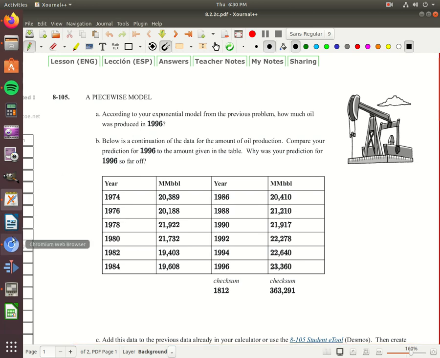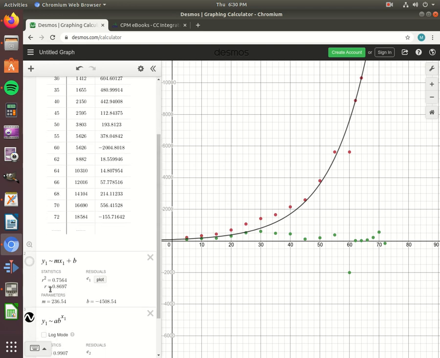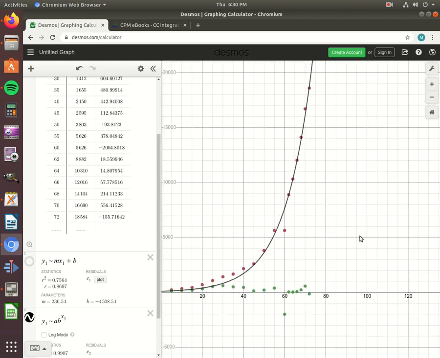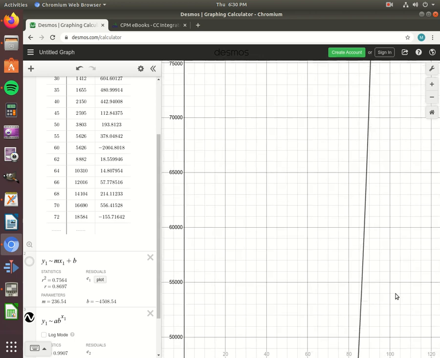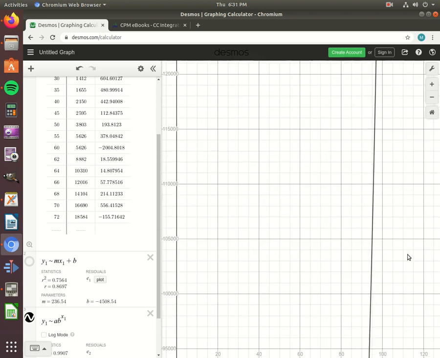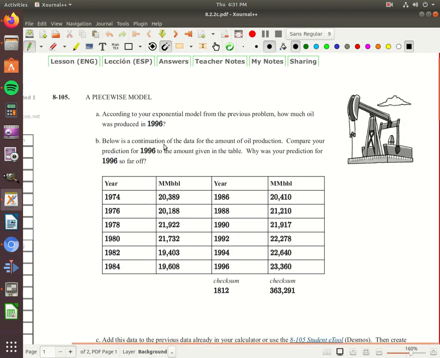So what we would do is we would go over here and plug 96 into this equation, right? Or we could just go to 96, which is way up here, and we could see roughly where we end up at 96. You can see it's like 114,000 million barrels. So let's remember that, 114,000. And then it gives us the actual.